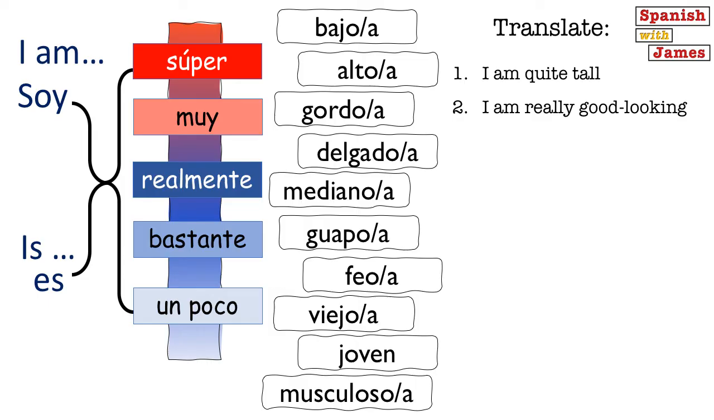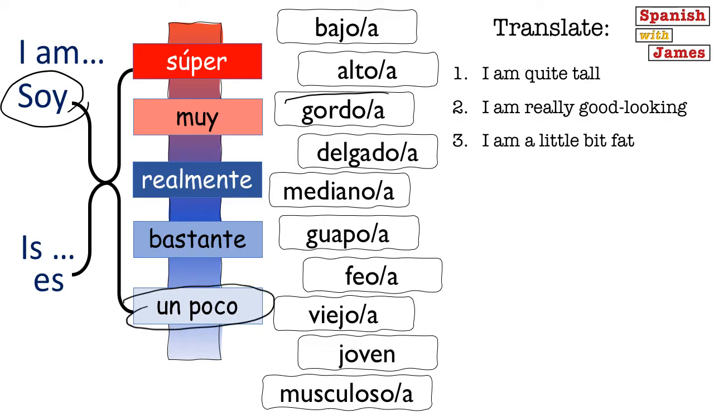Okay, let's go through. Número dos, I am really good looking. Soy realmente guapo o guapa. Número tres, again, pause the video if you're ready. Okay, let's go through. Número tres, I am a little bit fat. Soy un poco gordo o gorda.